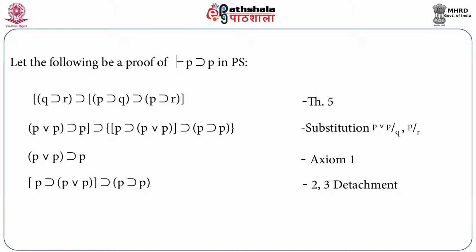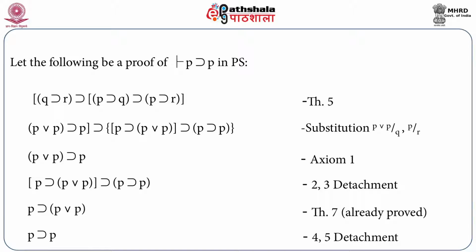Now we can introduce another theorem so that we can apply another rule, and the theorem that we are going to introduce is theorem number 7, which has already been proved in the earlier module: P implies P or P. So look at step number 4 and number 5. Step number 5 is exactly the antecedent of step number 4. So by the application of the rule of detachment, we have in step number 6, P implies P. Now we have just given a full-blown proof of theorem number 8.